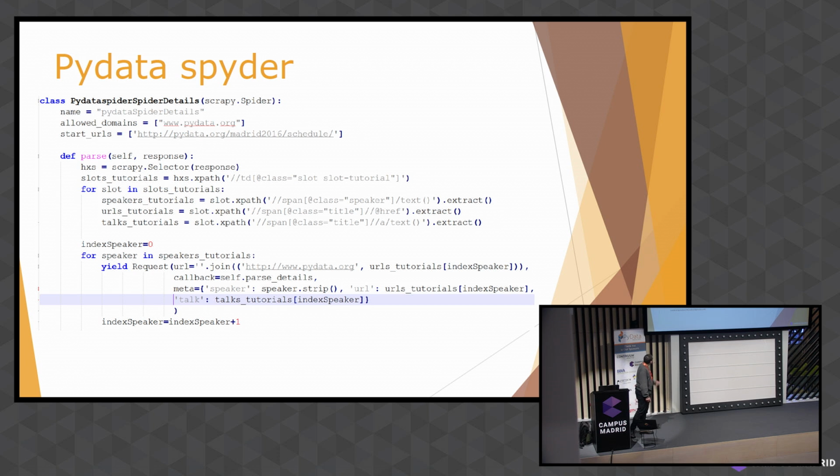In this case, for example, we want to extract information about tutorials, and we are using xpath selectors. We are using the class attribute for extracting the text. And for the URL and the title, the information is in the same element.